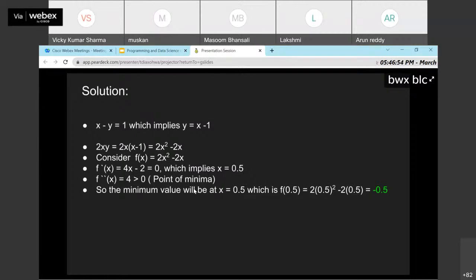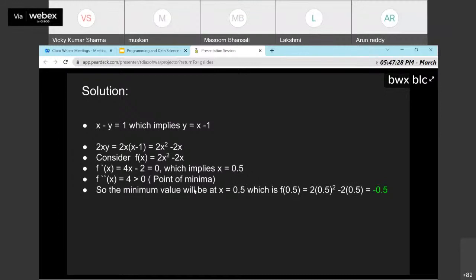When you do the second derivative test, you get f double dash of x being 4, which is greater than 0, which indicates it's a point of minima, right? So certainly at x equal to 0.5, I'm getting the minimum value. Now I can substitute this value into the main expression, 2xy, or I can get the value of y. The value of x is 0.5, then the value of y is going to be minus 0.5, right?